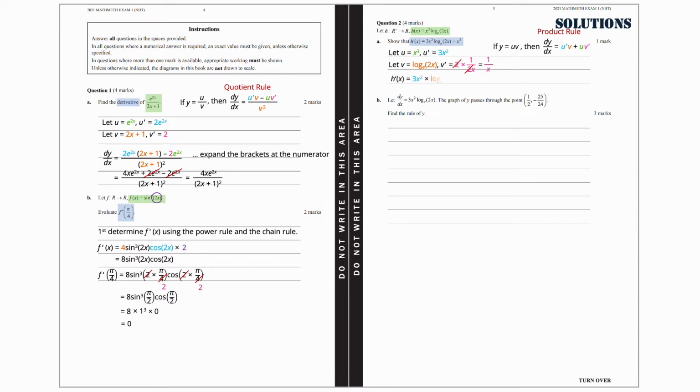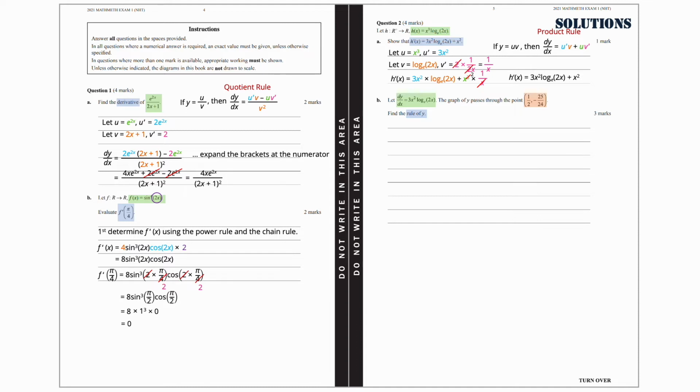So h dash of x equals 3x squared times log in base e of 2x plus x cubed times 1 on x. We simplify this, and h dash of x equals 3x squared log in base e of 2x plus x squared. Part B. Let dy dx equals 3x squared log in base e of 2x. The graph of y passes through the point with coordinates a half and negative 25 on 24. Find the rule of y.